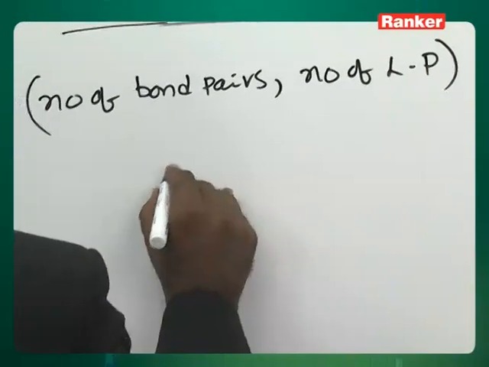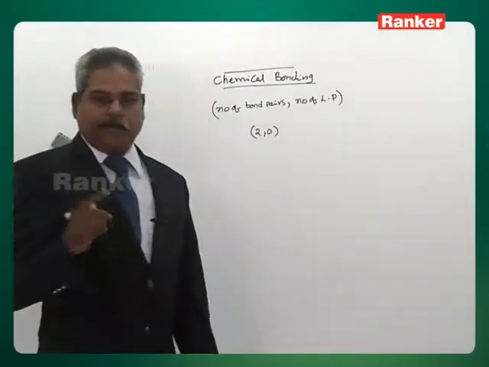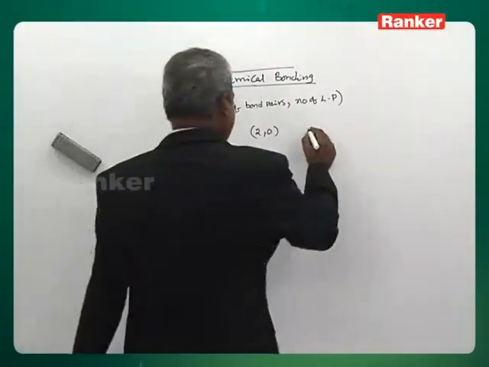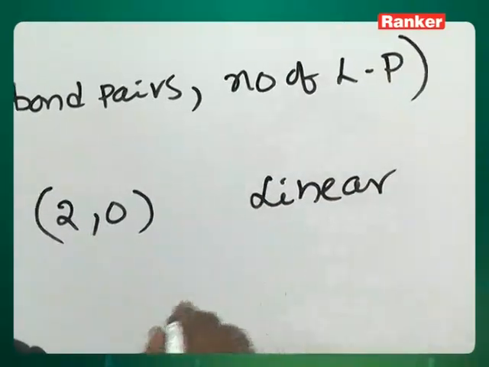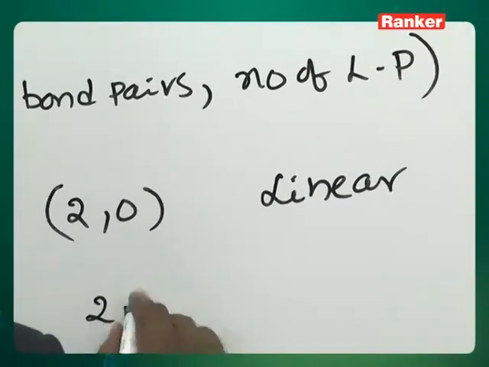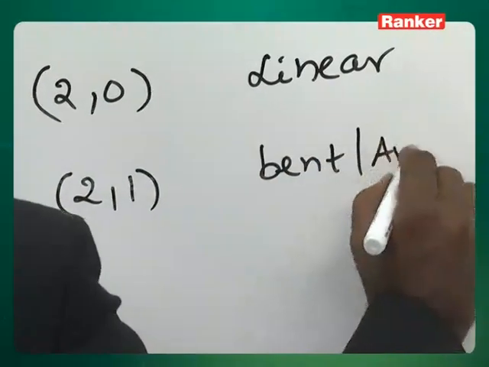Look here. 2, 0. What do you mean by 2, 0? Two bond pairs, zero lone pairs. The shape is linear. 2, 0, linear. 2, 1, bent or angular.